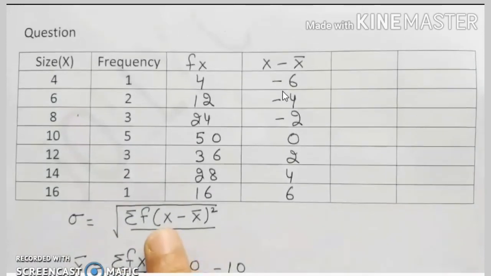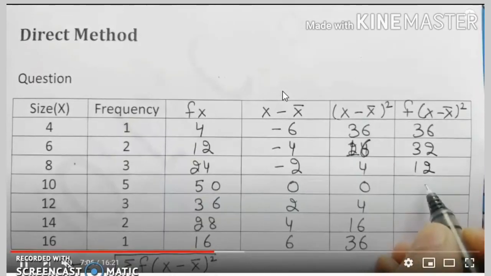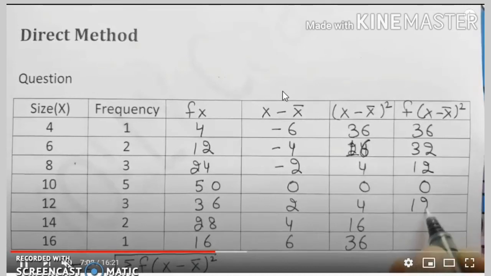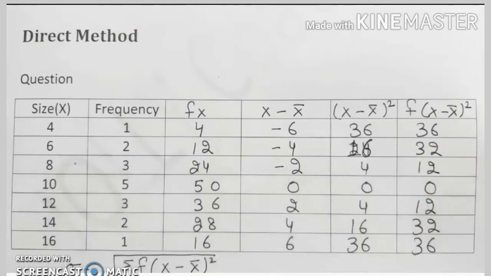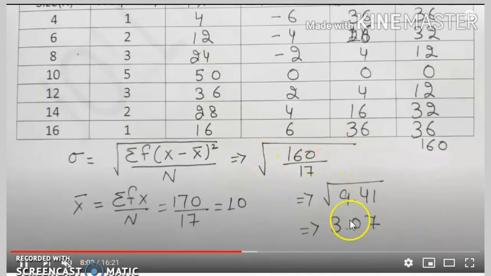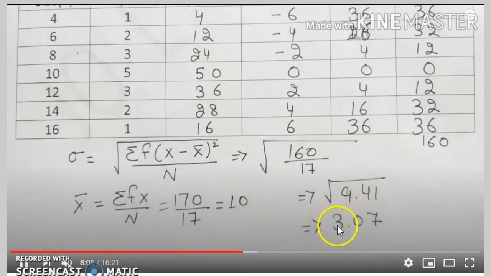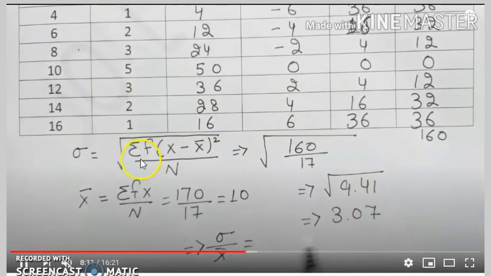So next column we need is the square of x minus x bar. So it's 36, 16, 4, 0, 4, 16, 36 is the answer. So f of x minus x bar squared is the next column. That square we need. So this column and this f column have to be multiplied. Then the answer will be 36, 32, 12, 0, 12, 32, 36. So the total here we will be getting is 160. So 160 by 17, root of 9.41. The root we will be finding is 3.07, which is the answer for this sigma.